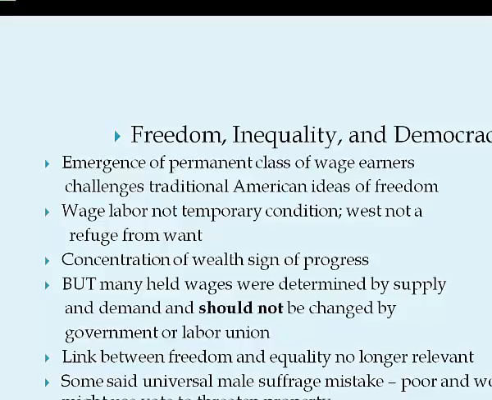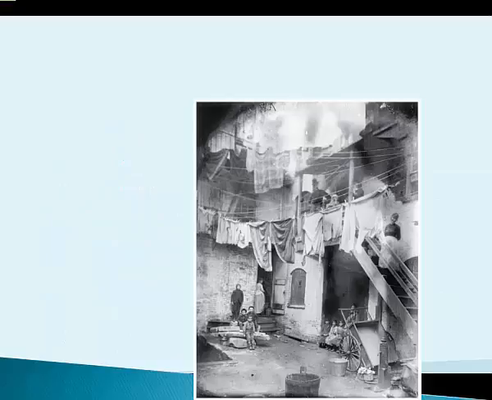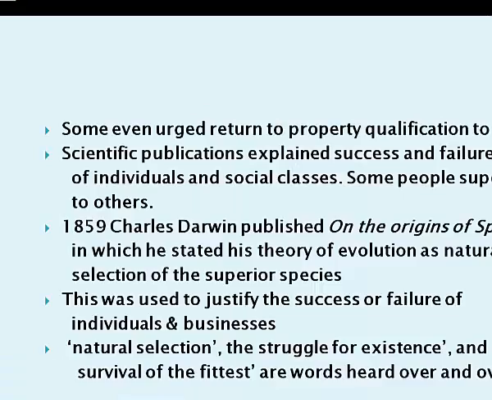So the link between freedom and equality forged in the Revolution and strengthened by the Civil War no longer seemed relevant. Reformers in the Liberal Republican movement, which challenged Grant in the 1872 election, even argued that universal male suffrage was a mistake, as the poor workers, and the poor generally, might use the vote to threaten personal property. Now, this is a picture of the slums in New York. The people are urging a return to property qualifications for the vote.